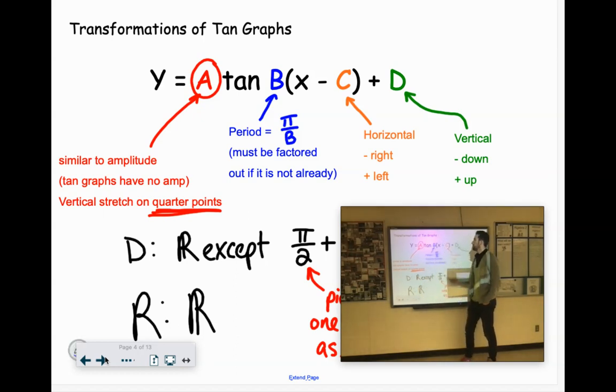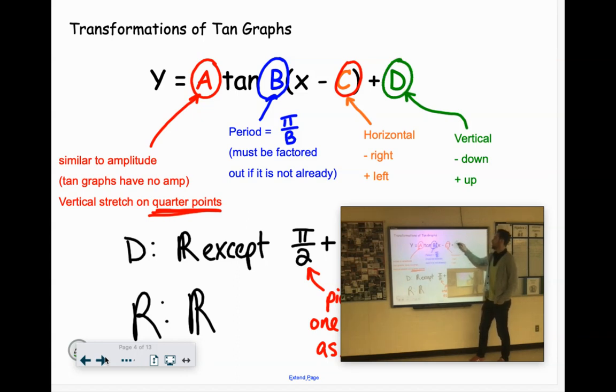The period is typically just pi, right? But if there's a number between the tangent and the x, the period would be pi divided by that number, right? And remember, period is how often the cycle repeats. The c over here is your horizontal shift, just like with cosine and sine. It's how far right or left you shift. And then at the end, whatever's being added or subtracted, that is your vertical shift.